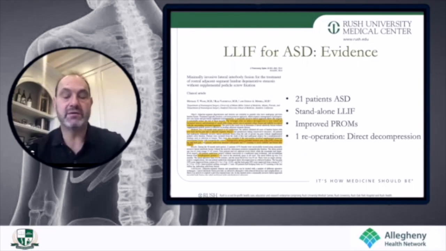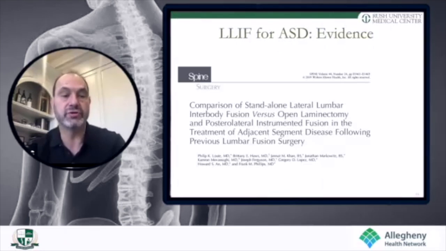What data is there out there for lateral for adjacent segment disease? Very little. This is a study from Mike Wang and his group in Miami, small study, 21 patients, standalone lateral. They showed improved patient-related outcome measures. They had one reoperation that required direct decompression. There were no radiographic measures reported, but still at least a suggestion that good results can be achieved in this complicated group of patients with standalone lateral surgery.